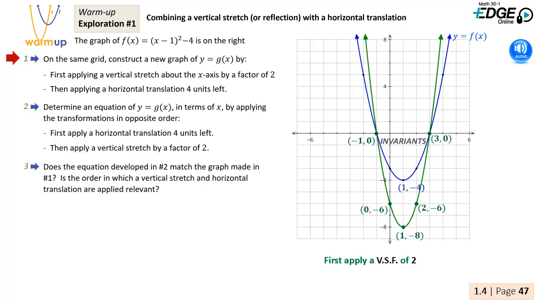Remember that a vertical stretch, in this case by a factor of 2, multiplies each y-coordinate while not affecting the x-coordinates. So the point of 1 and -4 became 1 and -8. The invariant points were the points with a height of 0, because doubling 0 has no effect. Now we will translate these points 4 to the left.